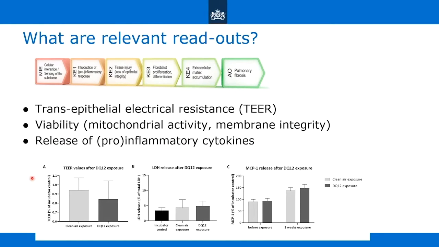In our lab, we've been exposing the NCI-H441 bronchial epithelial cell line for 3 weeks to DQ12. DQ12 is one of these nanomaterials. It's a quartz crystalline silica that's been known to induce pulmonary fibrosis. So in our lab, we have tried to repeat this exposure via a low dose repeated exposure over 3 weeks. However, in this cell model, we did not observe any effects of the DQ12 after 2 weeks of exposure.